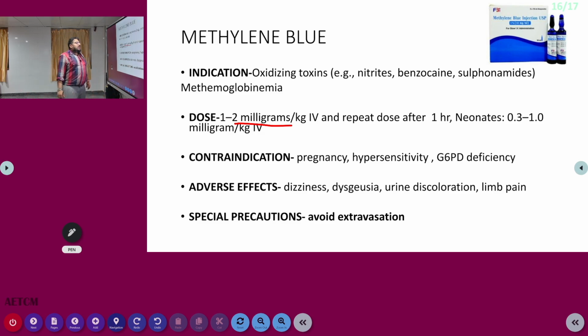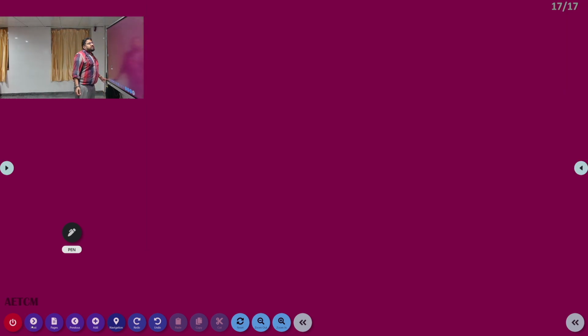Methylene blue is the drug, and it is contraindicated in pregnancy, G6PD deficiency and hypersensitivity. It can cause dizziness and also urinary discoloration and limb pain. So you have to be very careful. You have to tell the bystanders that you are using a drug that can cause this.